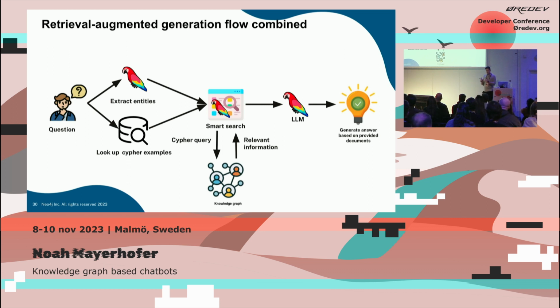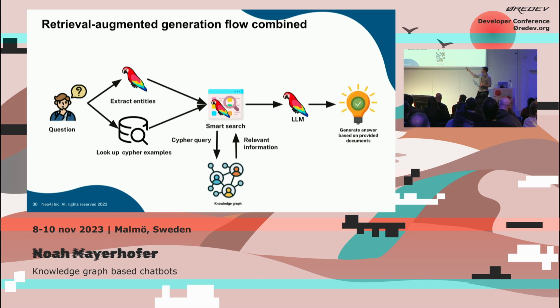We have two paths actually. We send the question from the user to an LLM and ask it to extract all entities in the question. So for example, we ask who is the CEO of Neo4j? Neo4j would be an entity, right? So we extract that entity and then we do a text search in our database and find all nodes or all entities called Neo4j and return that information as well. So we get some extra information in our smart search.